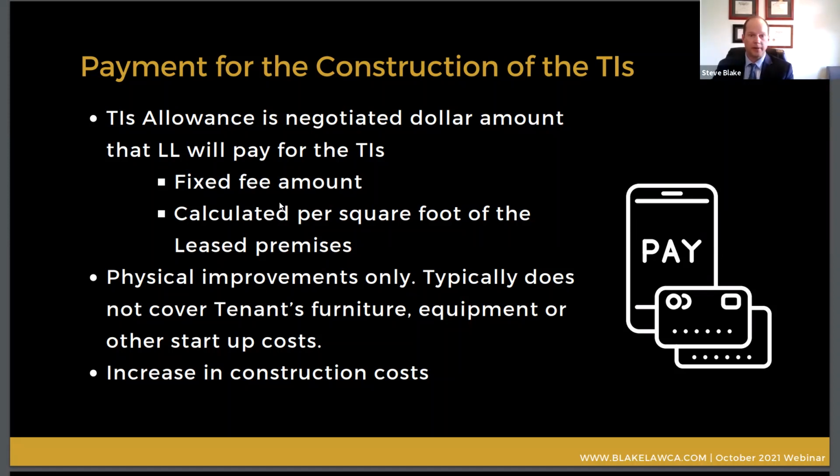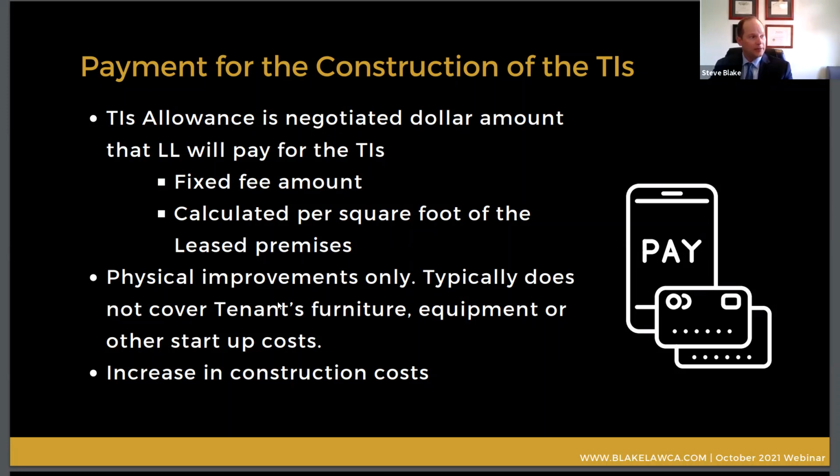Is it going to be a fixed fee amount, like I said before, $100,000, or is it going to be calculated per square foot of the leased premises? This often happens where you're going to lease 20,000 square feet and the landlord is willing to give you a tenant improvement allowance of $5 per square foot. So then you just multiply the square feet by $5, and that's what you get.